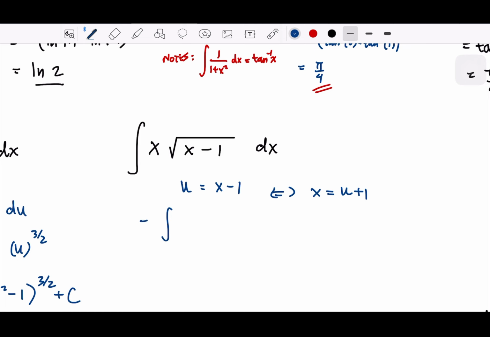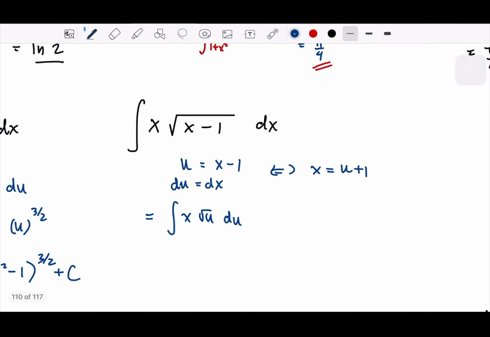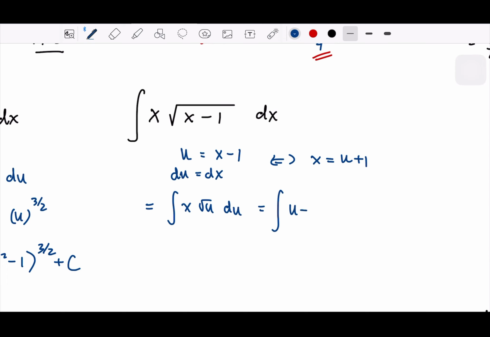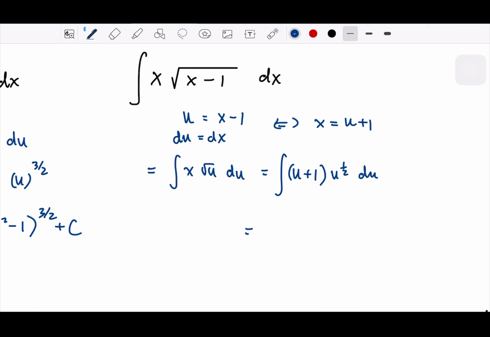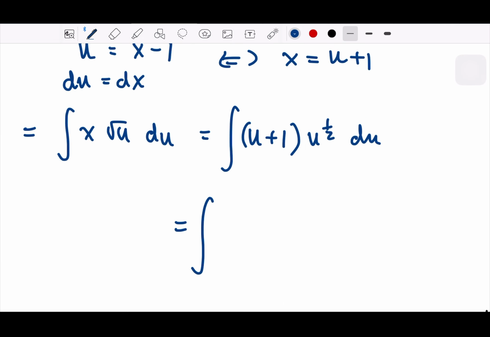So now we take this one. Let me write it step by step. Okay, so this will be the integral of x times the square root of u, and dx will be du, because when you derive this part here, it is just dx. Then this will be u plus 1, and then multiply with u with power of half, du. Okay, and then u times u to the power of half is just u to the power of 3 over 2, plus u to the power of half, like that. And we can nicely integrate each one, right?